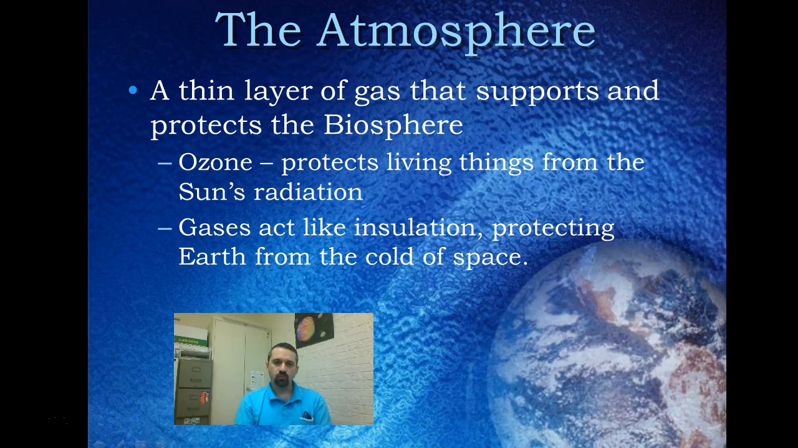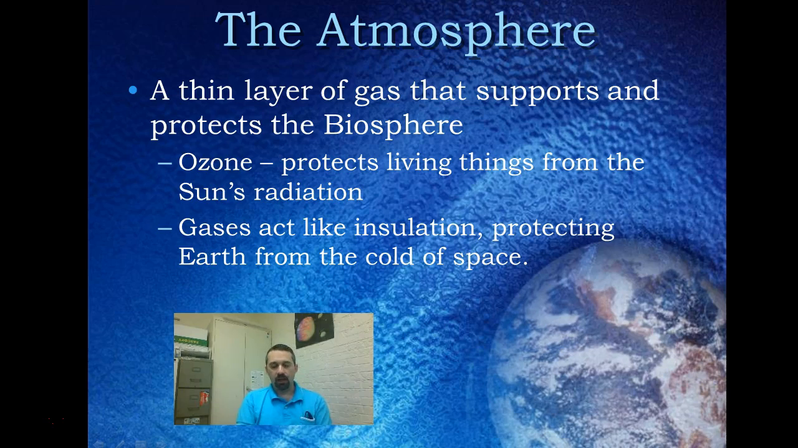Okay. So the atmosphere is a thin layer of gas that supports and protects the biosphere. And one big, huge thing is the ozone layer, and it protects living things from the sun's radiation. Ozone is O3. We breathe O2. It's just oxygen. It's 3 molecules bonded together instead of just 2. And it absorbs radiation from the sun from reaching the Earth. Without the ozone layer, the sun's radiation would destroy DNA in all living organisms, and yeah, there'd be no life on Earth. So it's a pretty important thing.